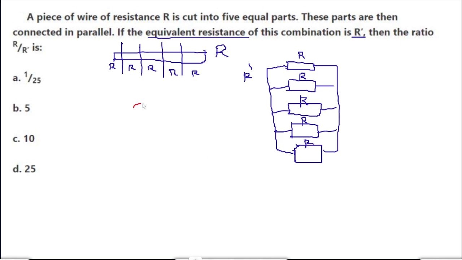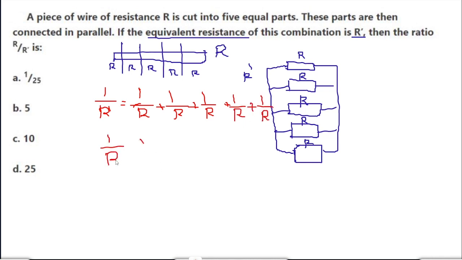So here all these are in parallel combination, right? I can write 1 by R dash resultant is equal to 1 by R plus 1 by R plus 1 by R. So how many do we have? 5. So simply I can write 1 by R dash is equal to 5 into 1 by R. Can I? Yes, of course.